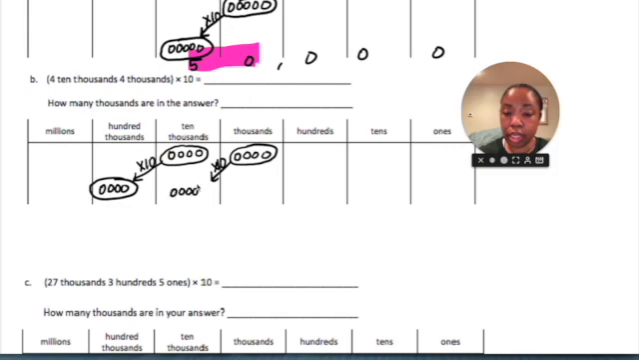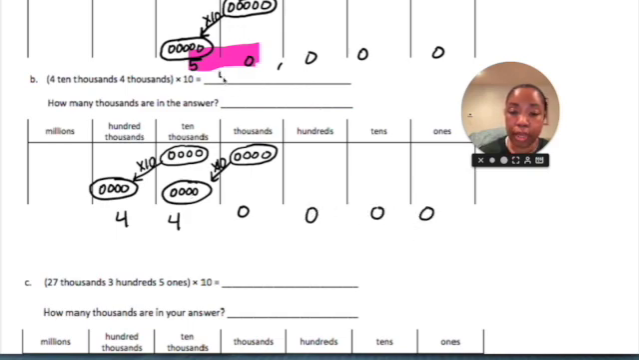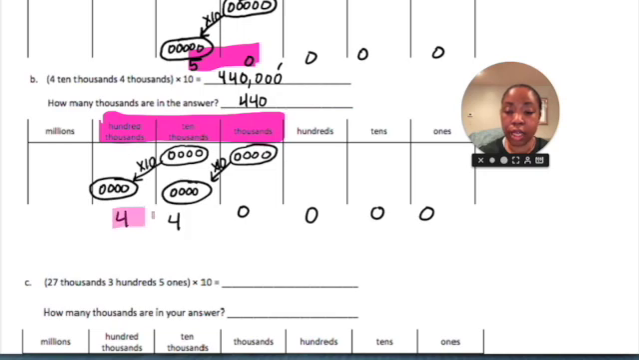400,000s, 4 10,000s, no thousands, right? Because that moved. No hundreds, tens, or ones. So that would be 440,000. How many thousands are in that? 440. Here is my thousands family. See how all of these end with the word thousand? What is the number? You read this as one number, 440.